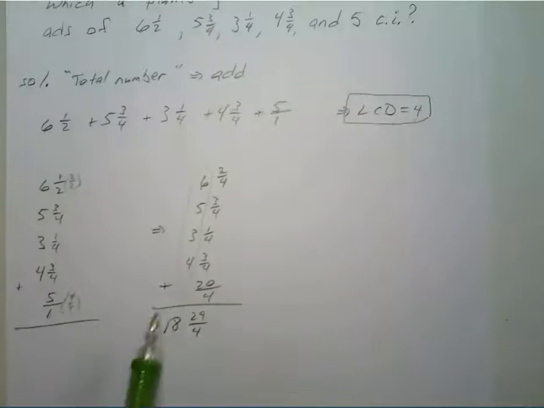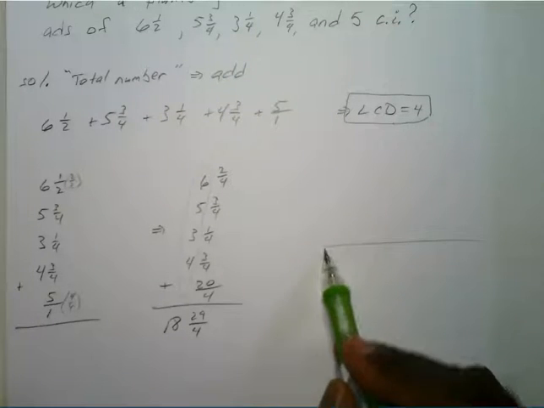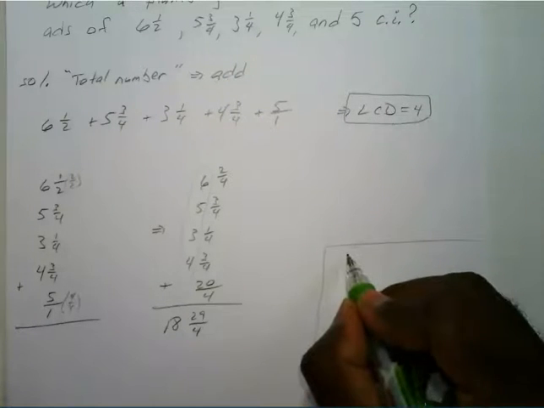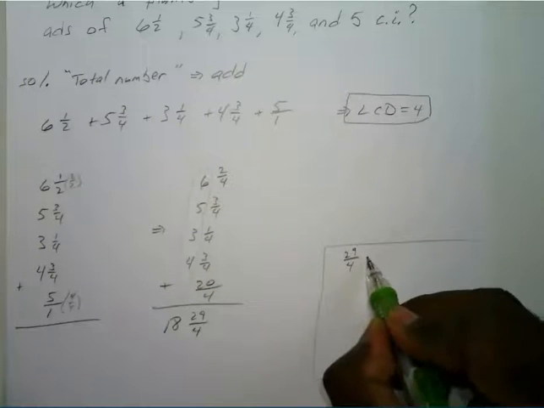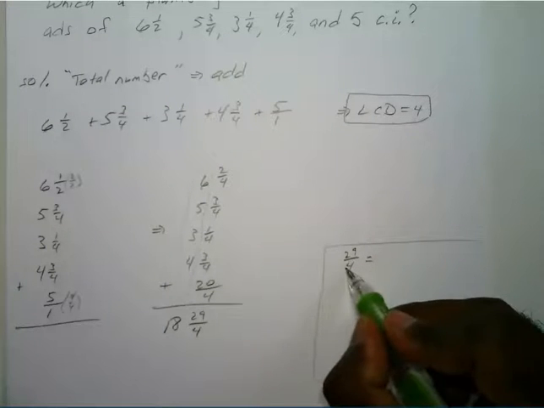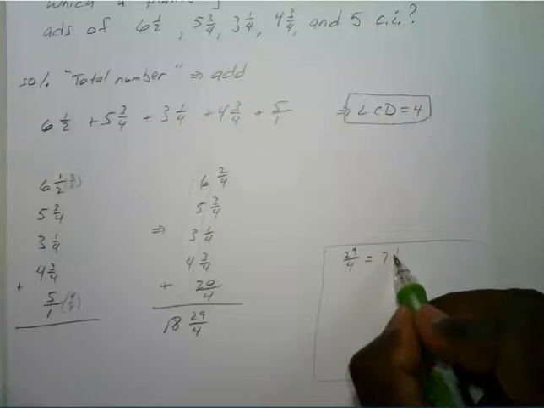Actually, we could have left that as 5 and we would have been okay, but this is fine. We'll still get the same answer. Okay, so we have 18 and 29 over 4. Okay, so 29 over 4. Remember, that's 7 and 1/4.